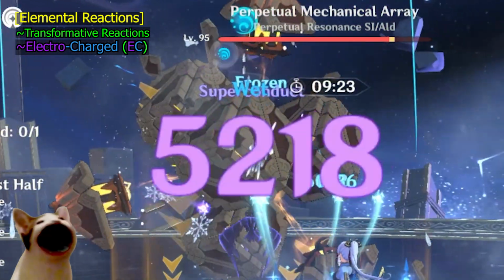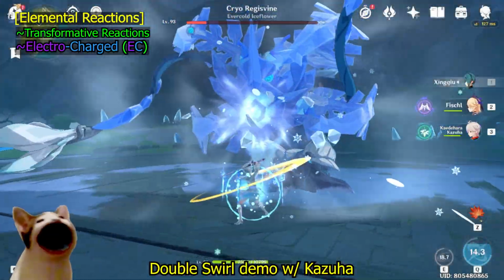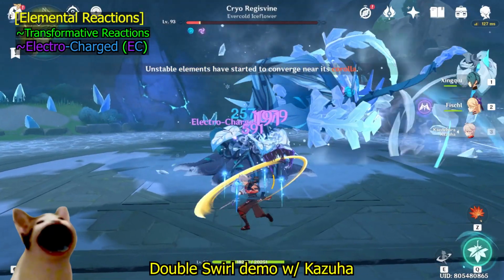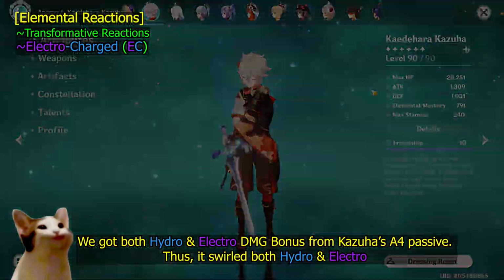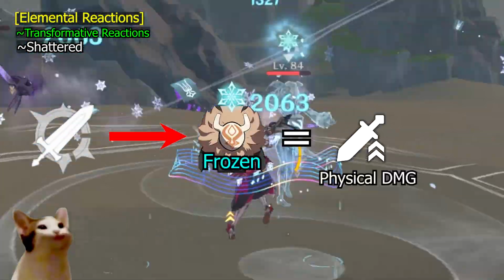On top of that, due to how the reactions work, you could trigger what we call a double swirl, which is essentially the swirl reaction, but it will swirl both Hydro and Electro since both elements coexist at the same time. Shattered is the reaction created when a heavy attack is done on enemies who are frozen.